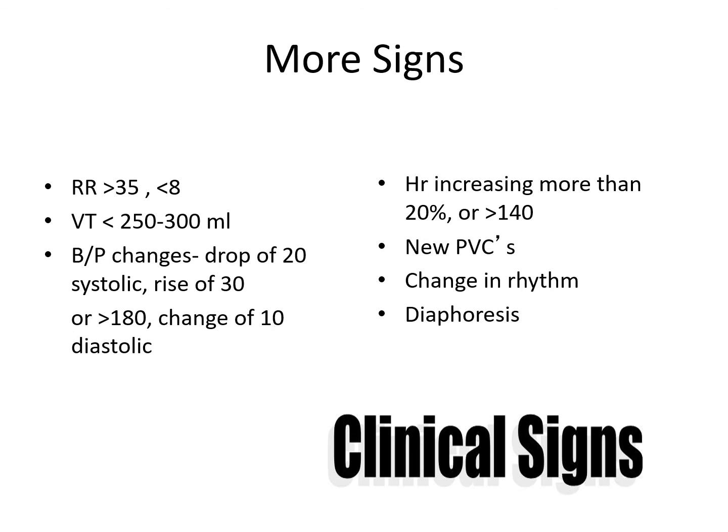Looking at their tidal volume, depending on the size of the person. If it's less than 250, 200, and that's where they're hanging and their rates are creeping up there, I get a little nervous. Blood pressure changes: a drop of 20 on the systolic or a rise of 30 or greater than 180, a change of 10 on the diastolic, heart rate increasing more than 20% or greater than 140, looking to see if there's a change in rhythm, if they've started having some PVCs, and again if they're diaphoretic.